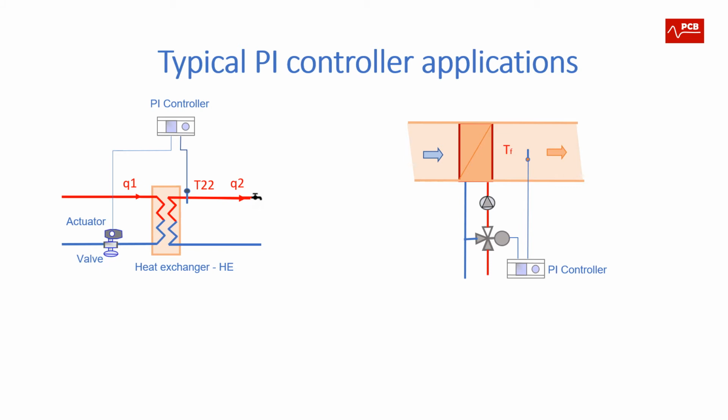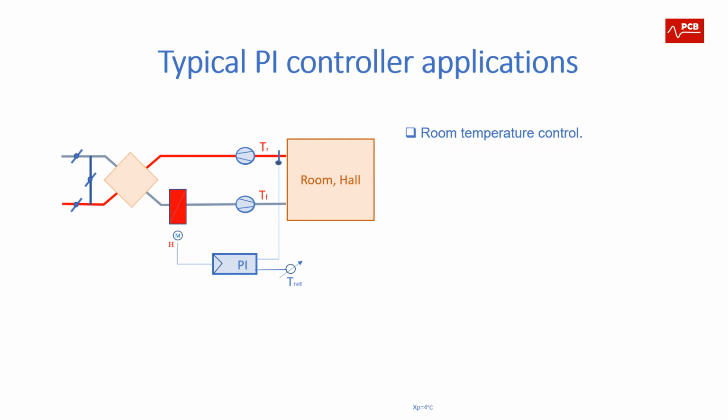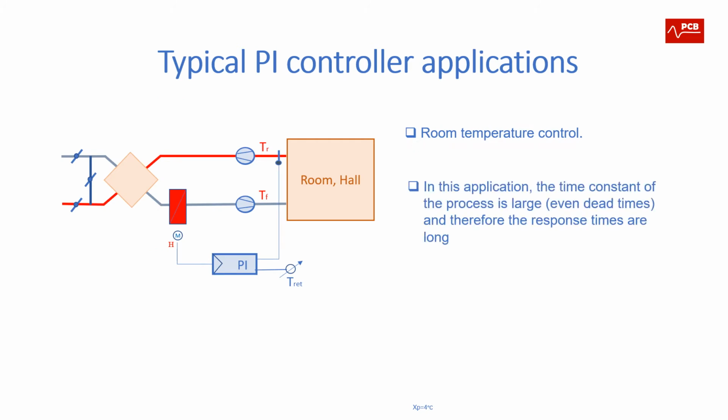Here are typical processes where a PI controller is used: domestic hot water preparation and channel temperature control. Here is a process of room temperature control. In this application, the time constant of the process is very large, and therefore response times are very long. So in such processes, we usually use cascade control.